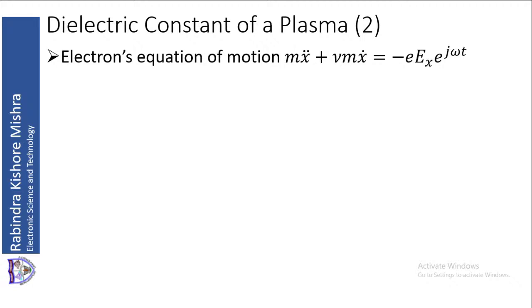It is m x double dot plus nu m x dot. So nu m x dot gives the force. m x double dot is the force due to acceleration. Nu m x dot is the force due to collision. So the total force is m x double dot plus nu m x dot. That is the total force.